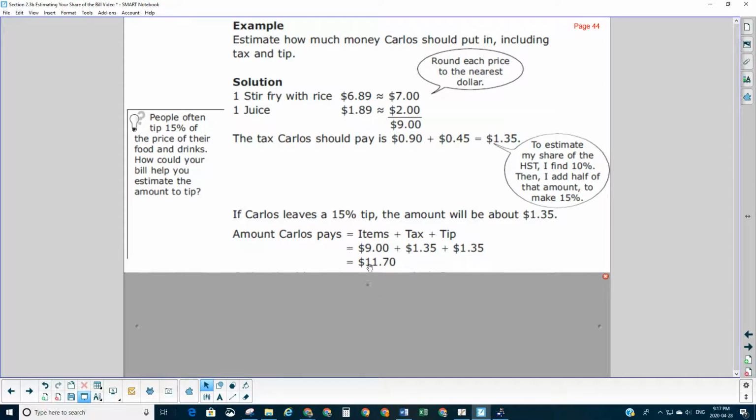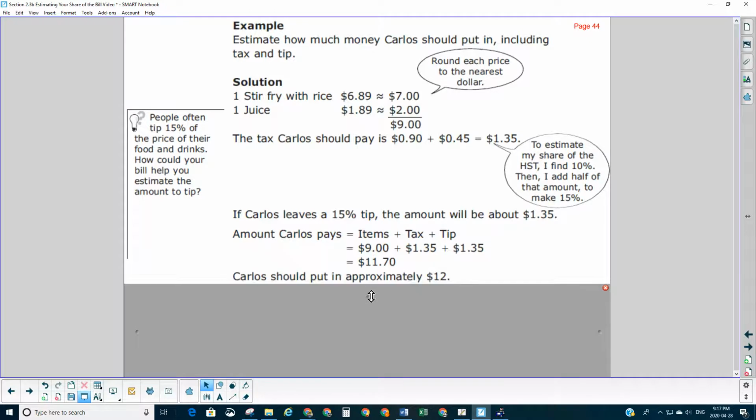And then we would see that his total would be about 9 plus 1 is 11 plus 35 and 35 is 70 cents. And again, we don't want to be stingy with $11.70. Carlos should put in about $12. And again, we've estimated a little bit high, both on the cost and on HST. But all that means is you're giving a little bit more as a tip for your waiter or waitress, which I think is a great idea.